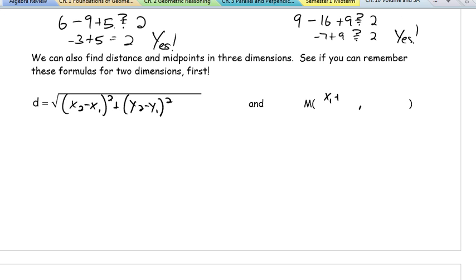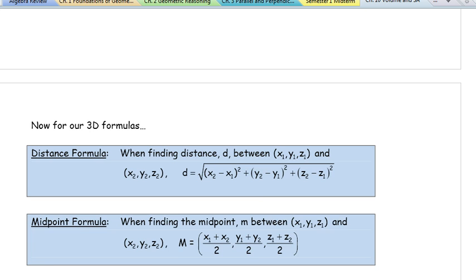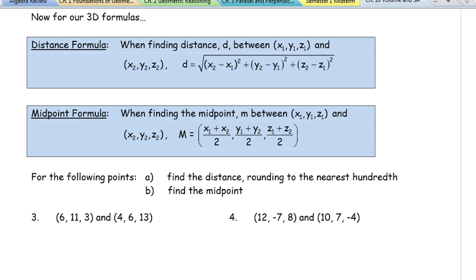Your midpoint, if you remember, is the averages of your points. So x1 plus x2 all over 2, y1 plus y2 over 2. Hopefully you remember those. Those are things that you need to memorize. Just like 2 dimensions, we also have that in 3 dimensions. If you look at this, all we're doing is adding on a z.